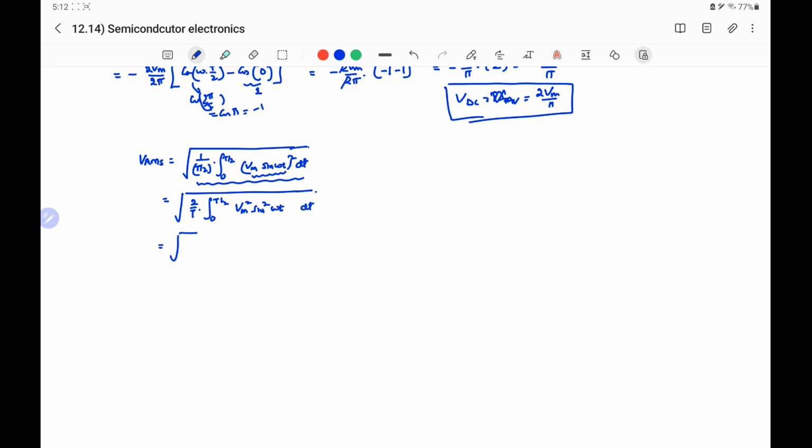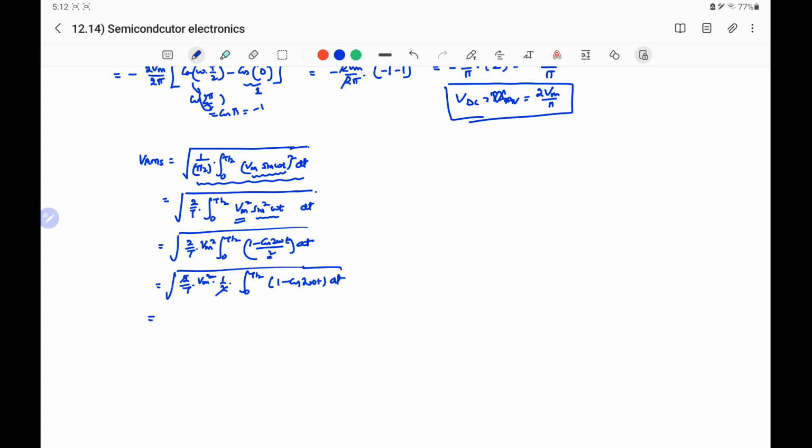This is equal to the square root of 2 by T into the integral. This Vm square is constant, so it is taken out of the integral, remaining is 0 to T by 2. And sine square omega t can be written as (1 minus cos 2 omega t) by 2 dt. This will be equal to the square root of 2 by T into Vm square. Here 2 is also constant, so it is taken out, and remaining is the integral from 0 to T by 2 of (1 minus cos 2 omega t) dt.